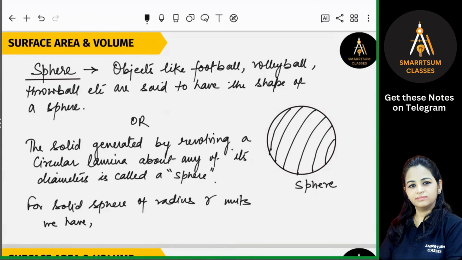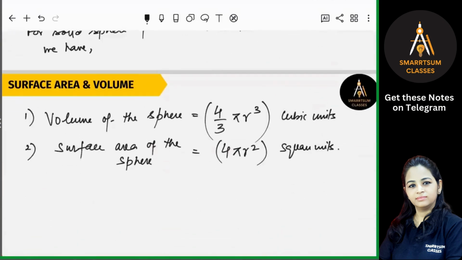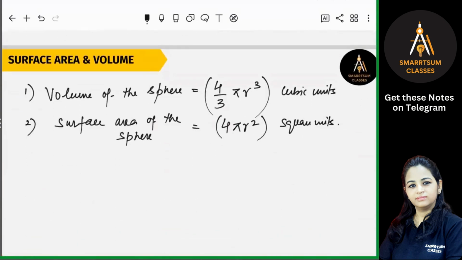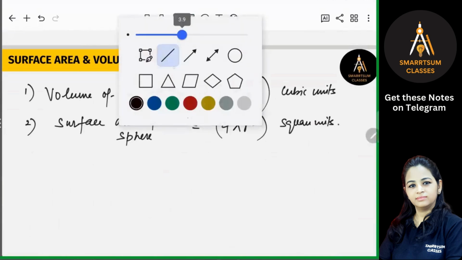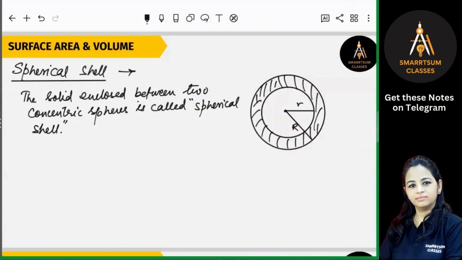So a sphere is actually circular from any face. If you see it from any side, it is a circle. So there is only one surface, that is the curved surface, and therefore we have only the surface area of the sphere, which is equal to 4 pi r square. So these are the two important formulas related to the sphere. Please note down.